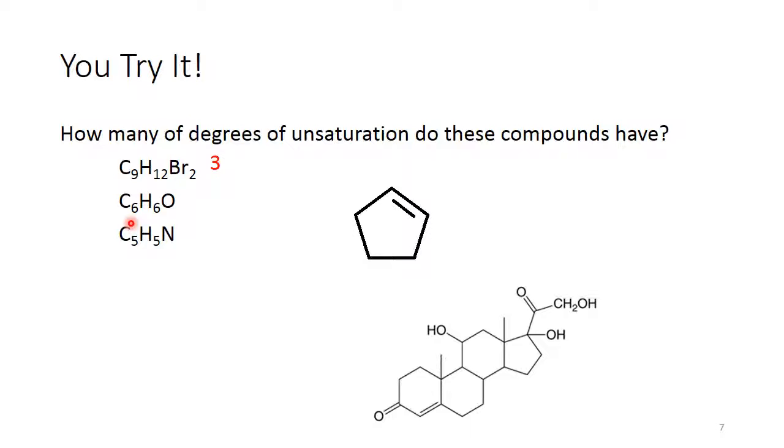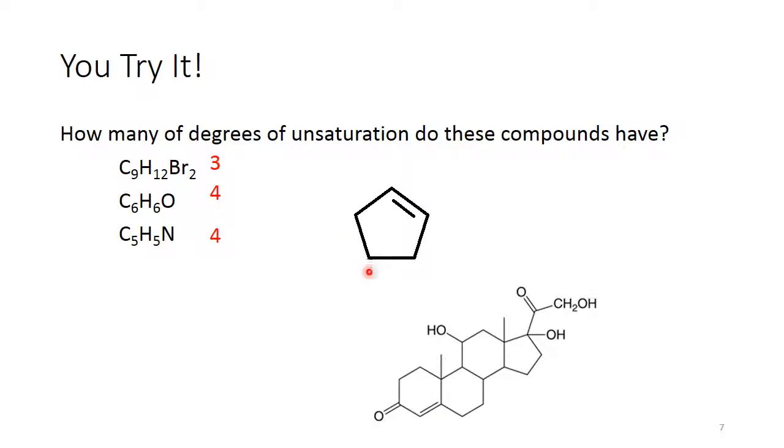Here, 6 times 2 plus 2 is 14. Minus 6 is 8. 8 divided by 2 gives you 4. So there are 4 degrees of unsaturation. If I look at this compound, I automatically take the nitrogen off and 1 of the hydrogens. That gives me C5H4. 5 times 2 plus 2 gives me 12, minus 4 gives me 8. That's 4 degrees of unsaturation.